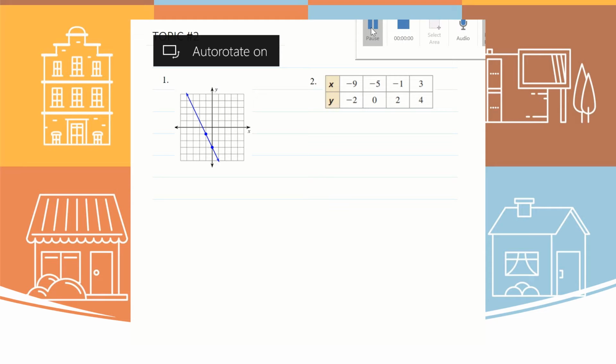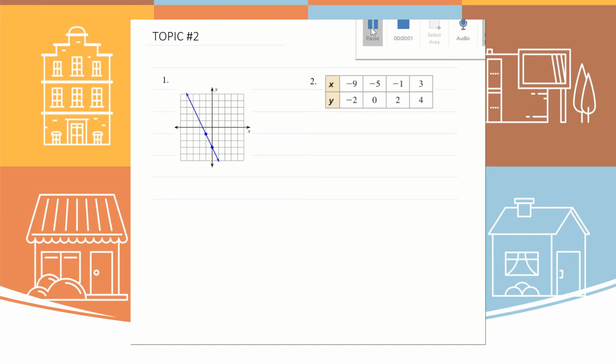This review will help you go over how to find the slope from a given t-table or from a graph. But before we get started with how to do that, let's review what slope means. So slope is simply the change in y over the change in x.